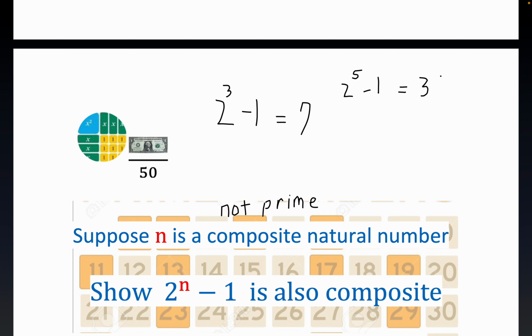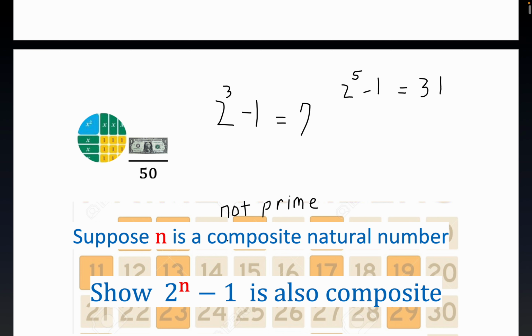Now, I'm not trying to say that this is always the case, but you can see why this problem here is of interest. We want to show that if n is a composite natural number, then 2 to the n minus 1 is also composite. And let's take a real quick look at what we mean by composite.